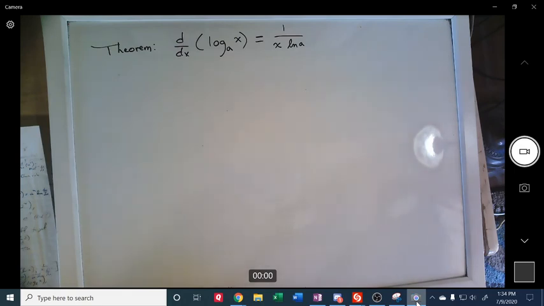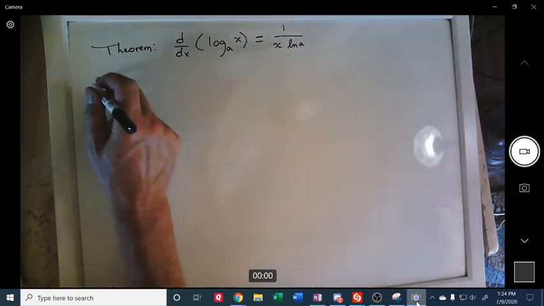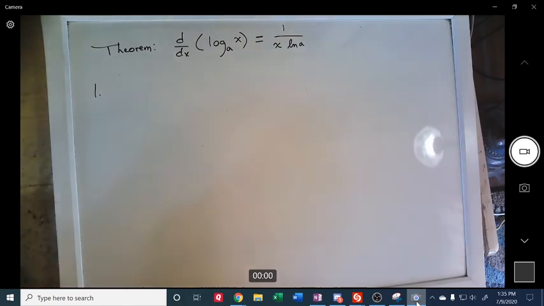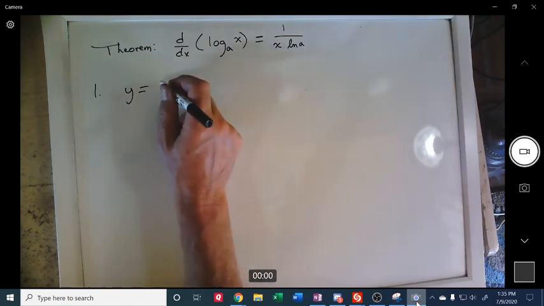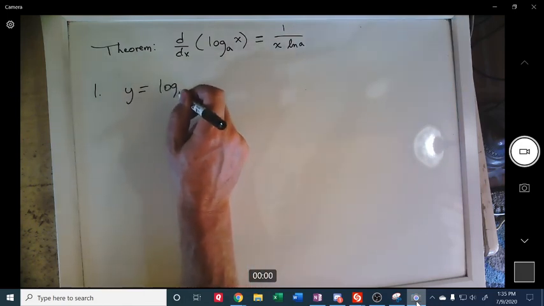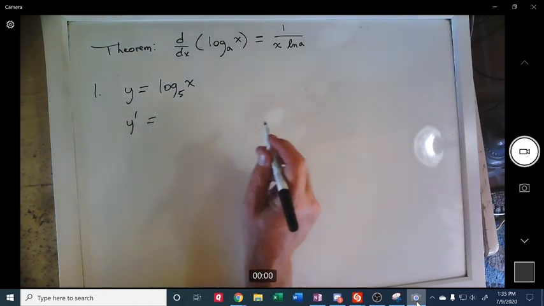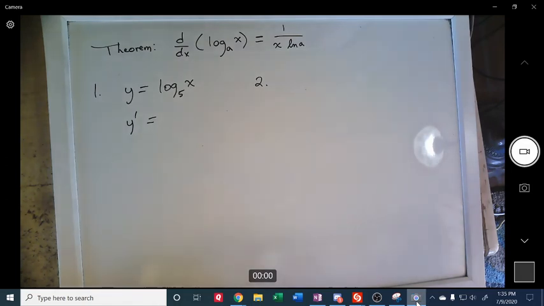And let's do some example problems to get used to this. Number 1. Y equals log base 5 of x. Find y prime. Let me give you 30 seconds for this.